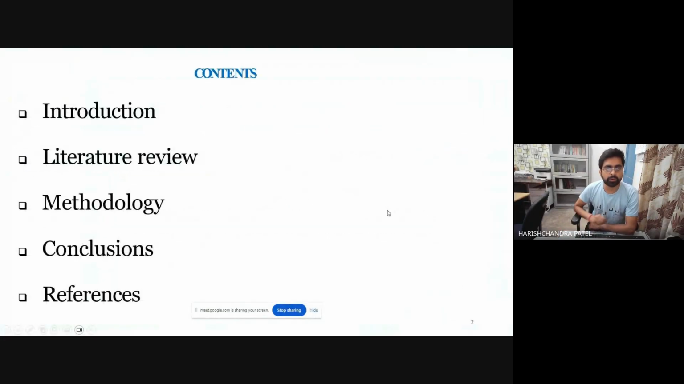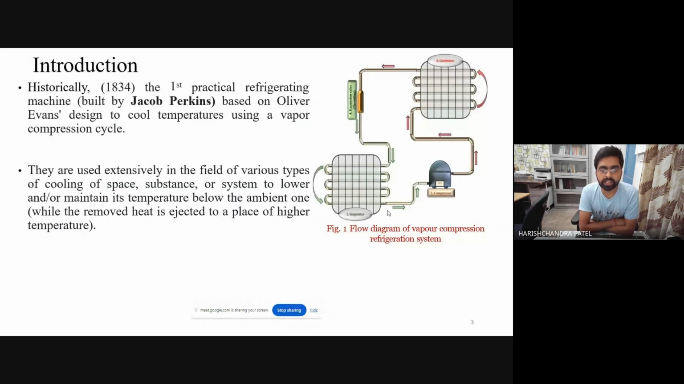Starting from the introduction, a refrigerator is a mechanical device which maintains a lower temperature as compared to the surroundings, using a refrigerant. Historically, in 1834, the first practical refrigerating machine was built by Jacob Perkins, designed to cool using a vapor compression cycle. They are widely used in various types of cooling of space, substances, or systems to lower and maintain the temperature below the ambient one while the minimum heat is ejected at a place of higher temperature.